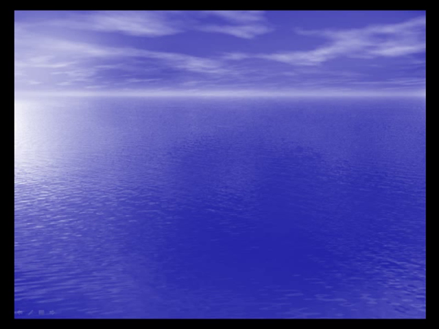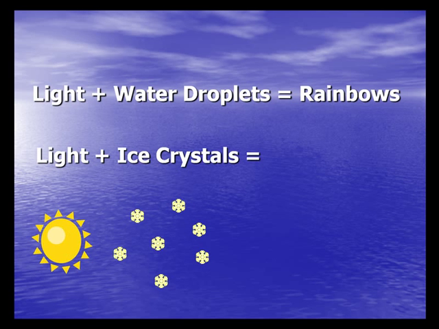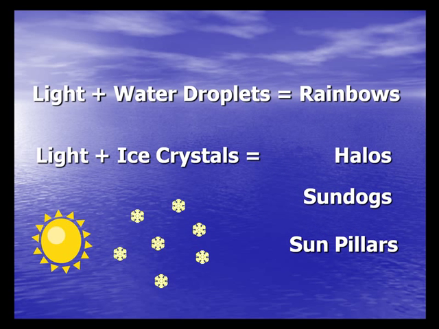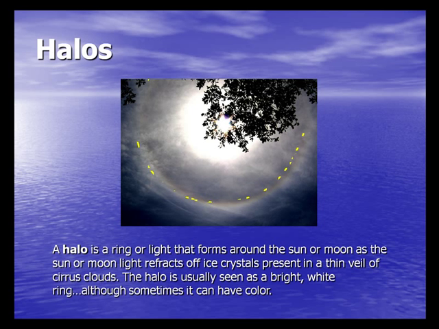So we have seen how the combination of water drops and sunlight can produce a rainbow. Now let's look at how sunlight can interact with ice crystals to produce optical effects such as halos, sundogs, and sun pillars. Let's start with halos. If you look closely at this image of the sun, you can see a circle of light surrounding the sun. This ring of light is called a halo.